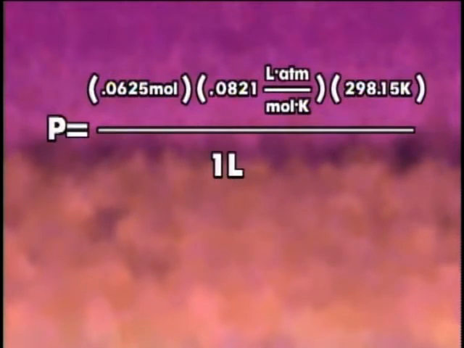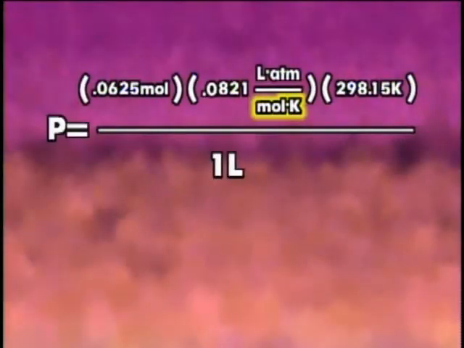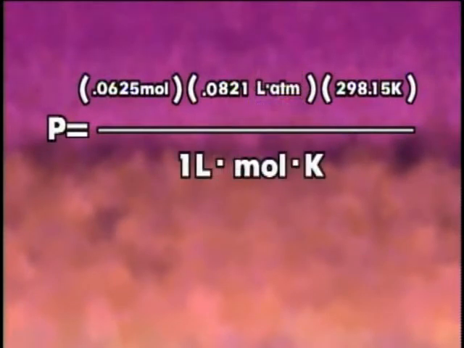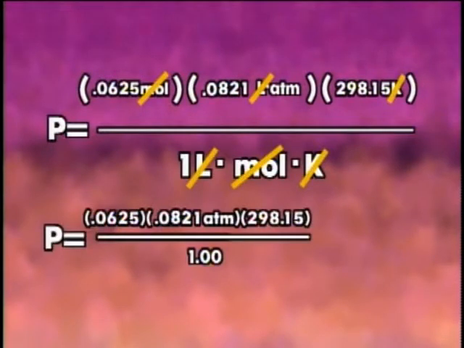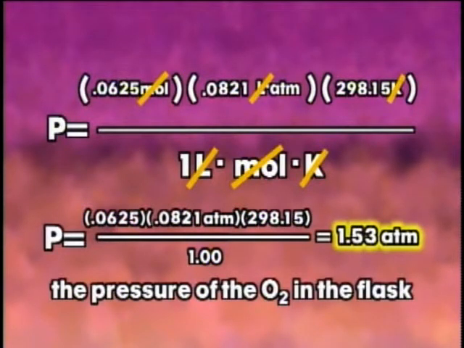Now here comes a little more algebra. Relax. It's not hard. The denominator in the gas constant, moles times Kelvin, shifts down to the denominator of our equation. So we'll cross out all of the units in the equation and multiply the terms in the numerator. That leaves us with 1.53 atmospheres, the pressure of the oxygen in the flask.